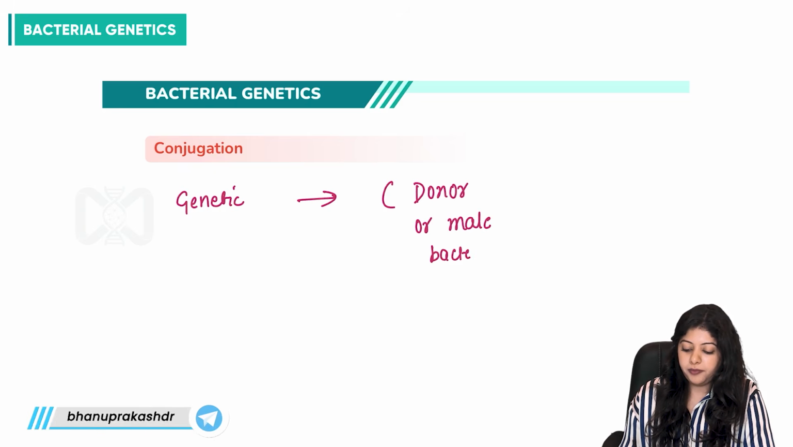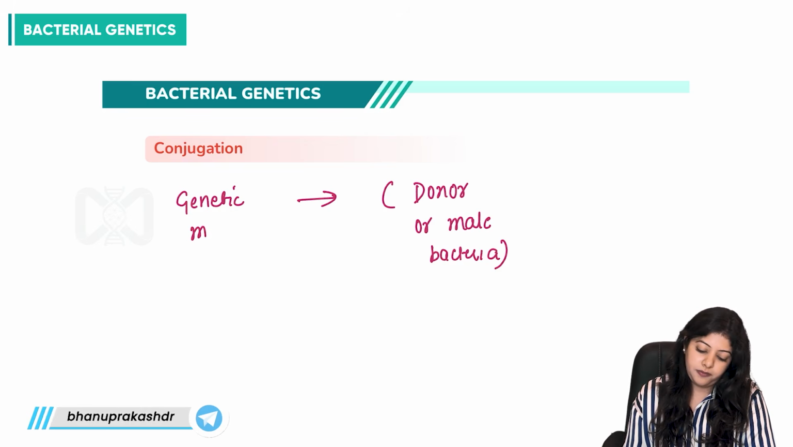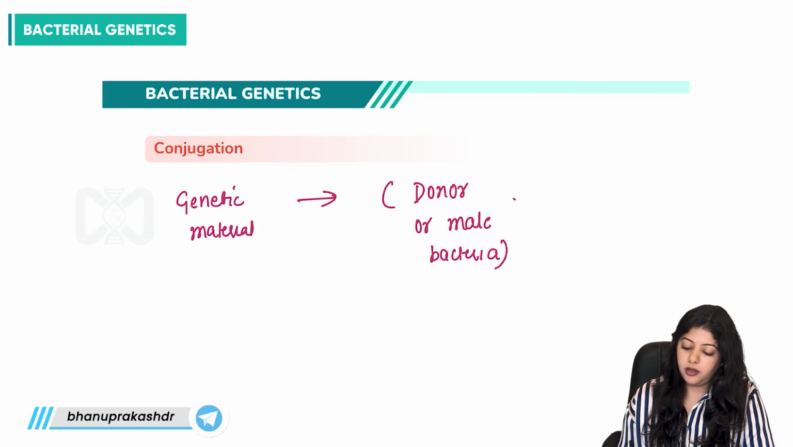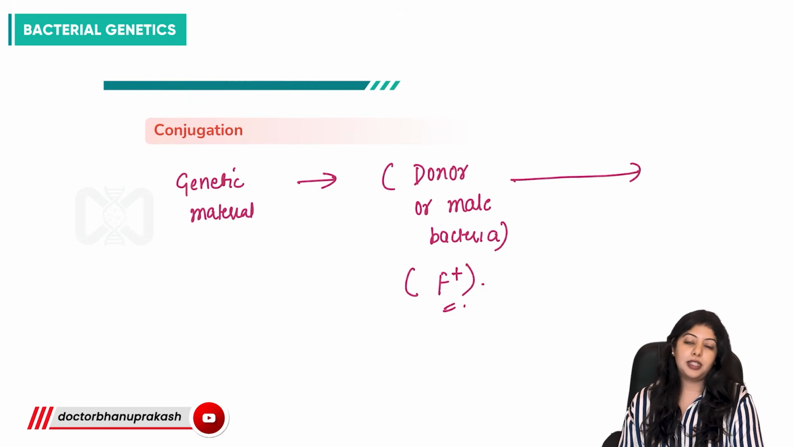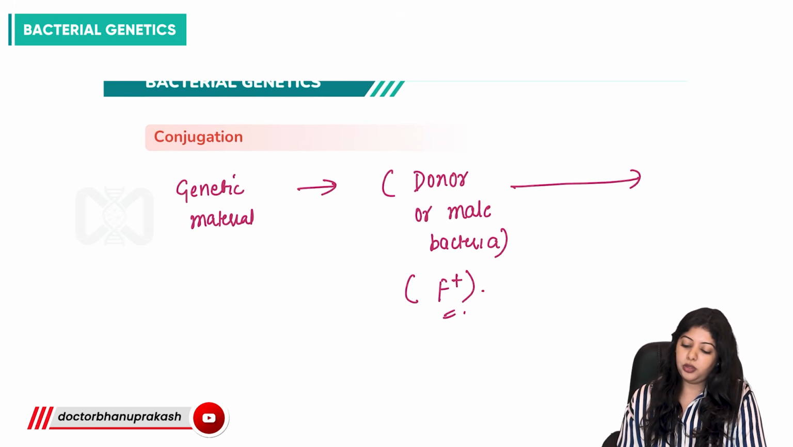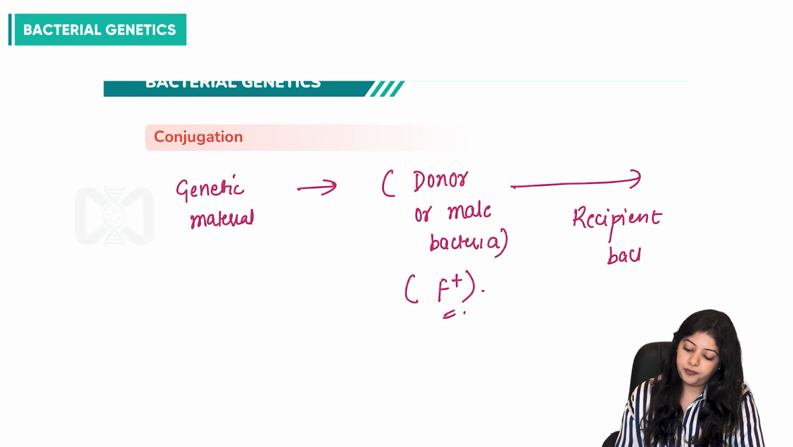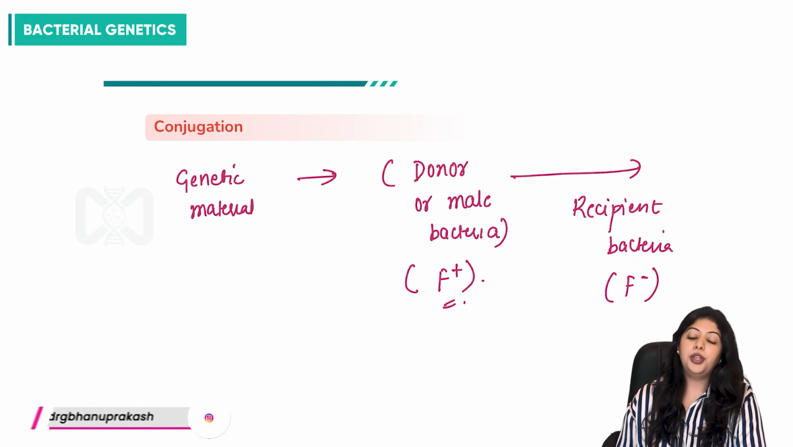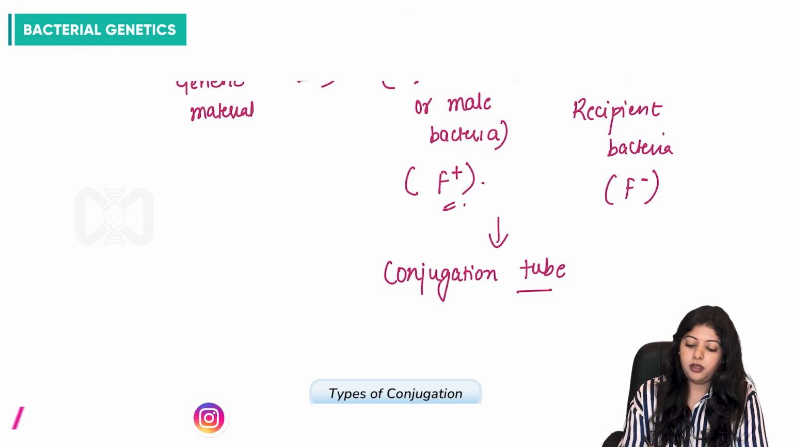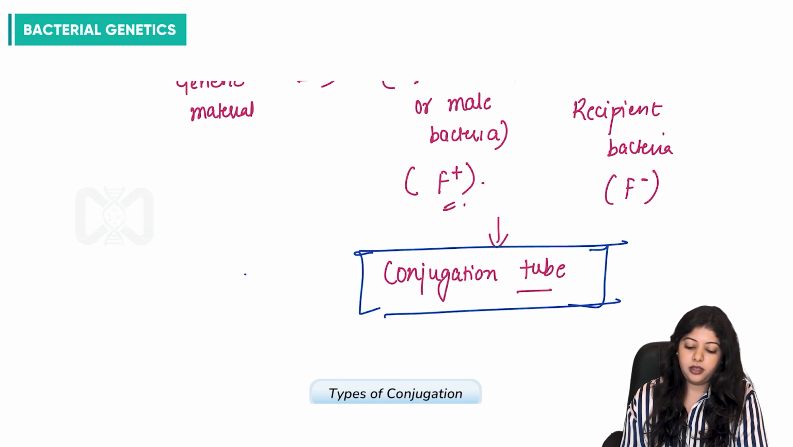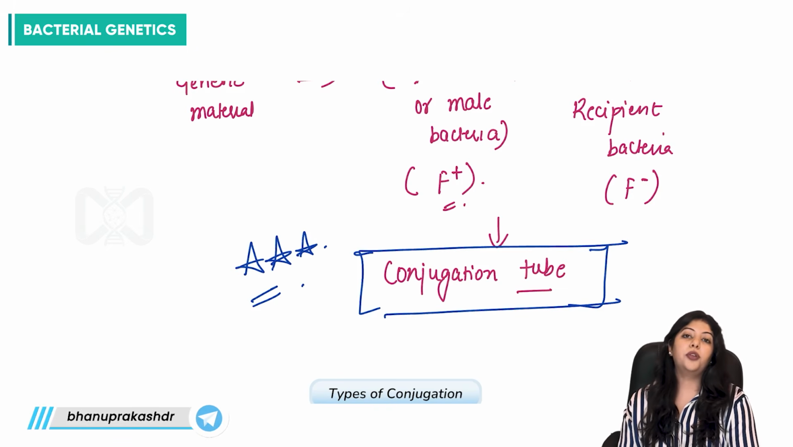So it is genetic material which gets transferred from one bacteria, say donor or male bacteria, which becomes F positive, F plus, details of which we'll be discussing in the next slide, to the recipient bacteria with the help of formation of a conjugation tube. This is the very important mechanism for conjugation tube.